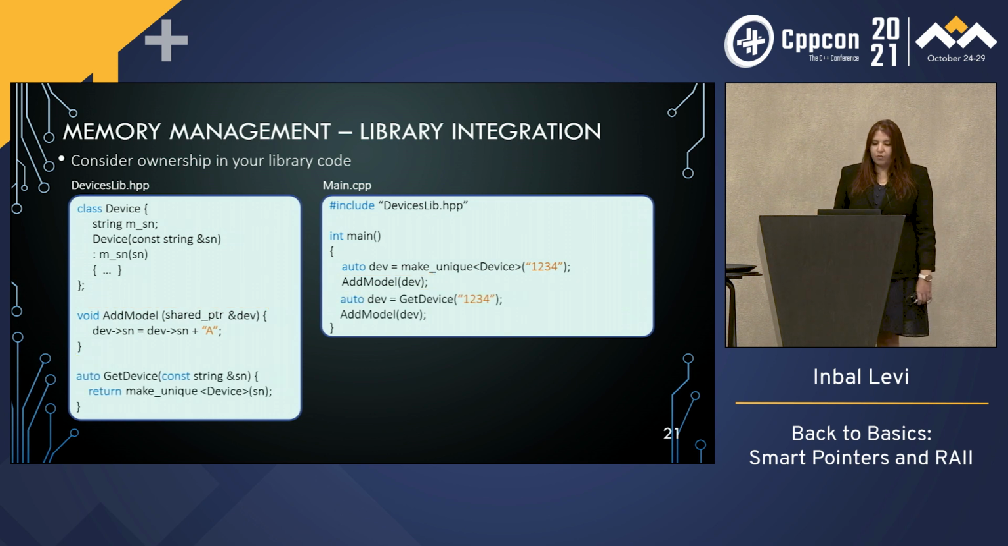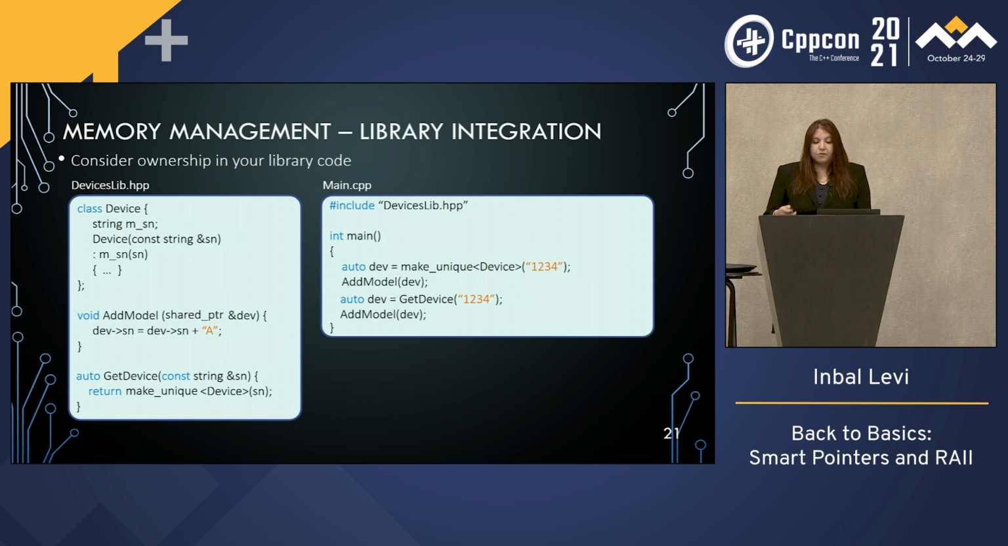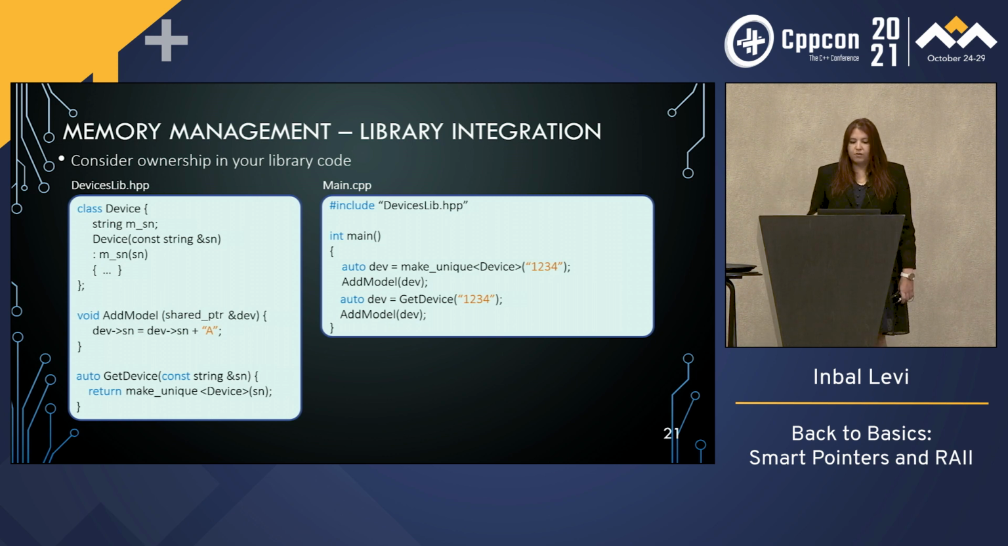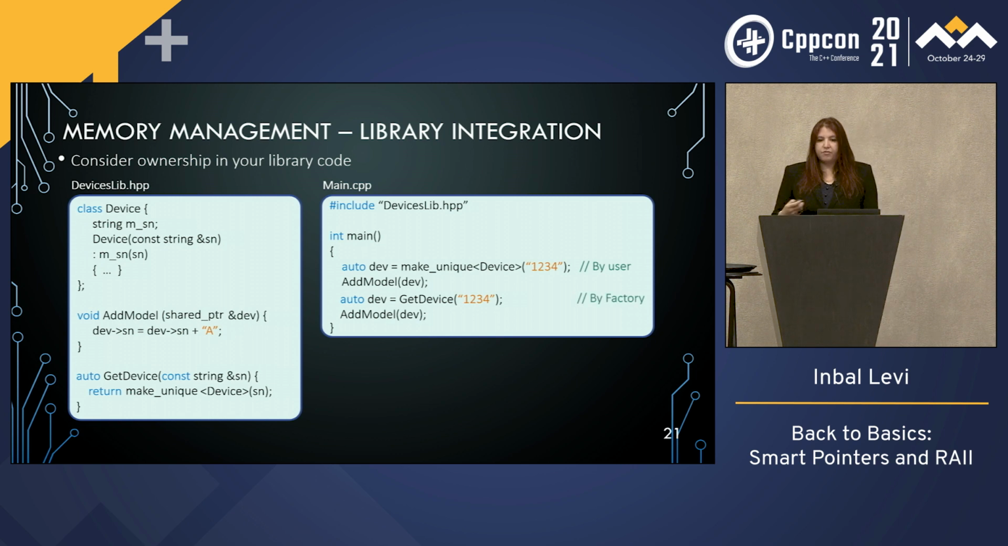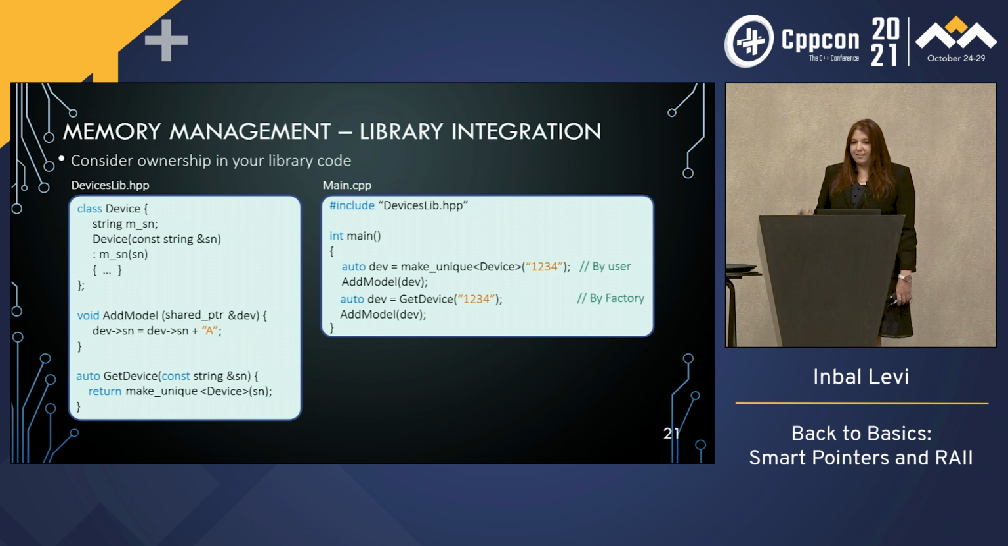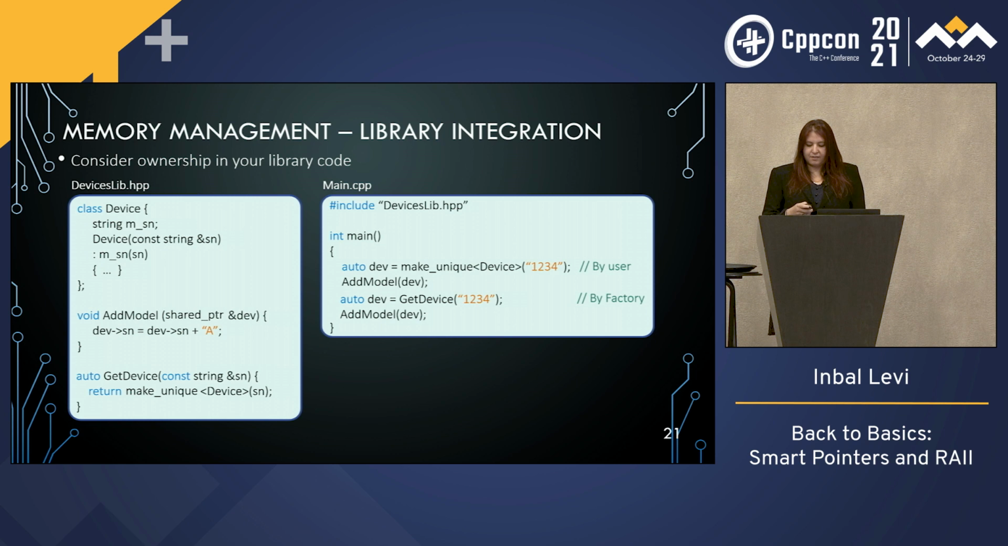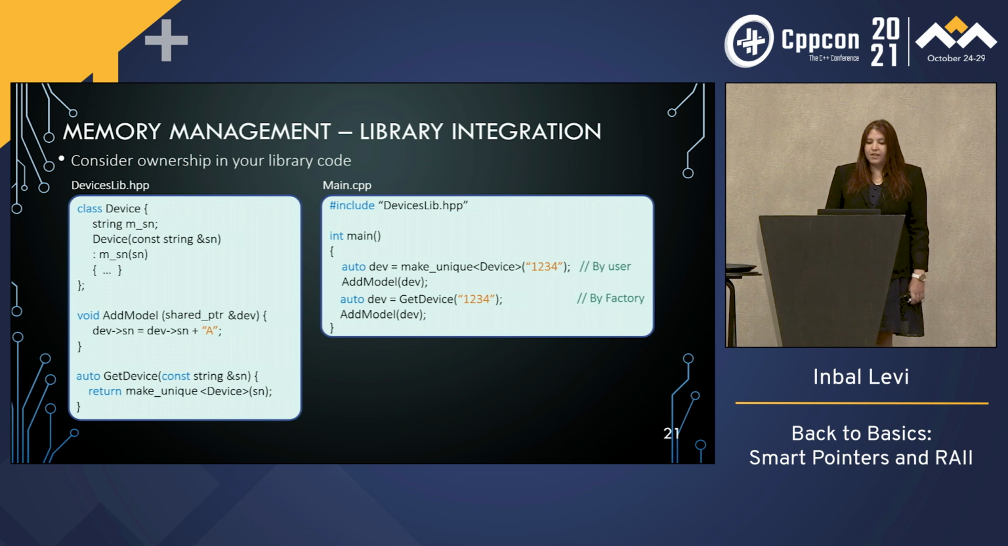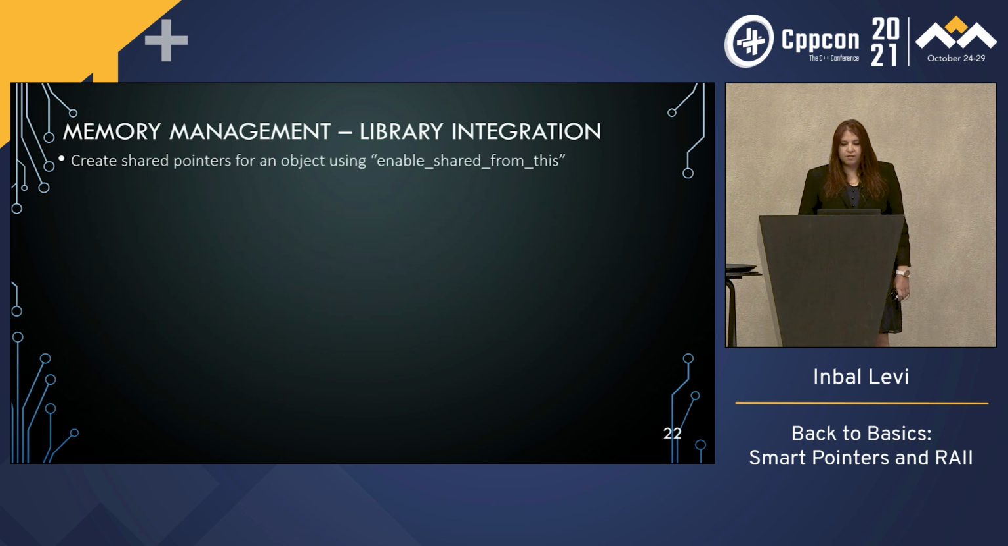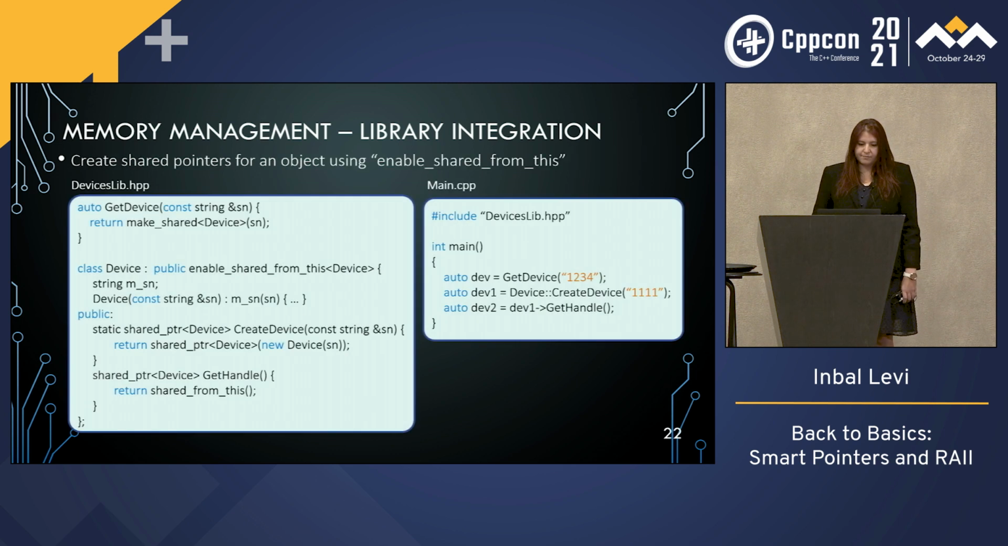That's a problem. So a way to do it more correctly is to create a sort of factory method called getDevice in this example. Instead of the user creating my object, I create it with the factory method that the device's library provided. And that's an additional reason why I said that I think auto is very useful, because now if I replace my unique pointer with shared, the user is not aware of it. My API is clean.